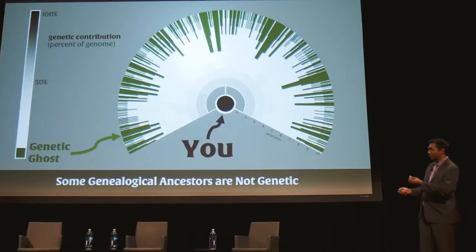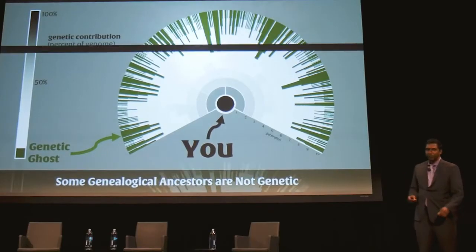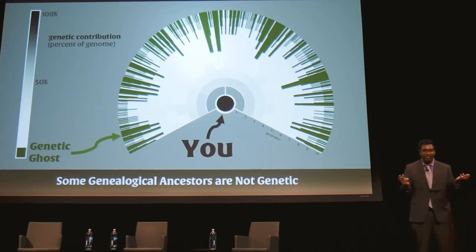If you look at the genetics of your parents, you get 50% of your genes from them, even though they're 100% your genealogical ancestors. Look at your grandparents, you get 25% of your genes from them, even though you're 100% their genealogical descendants. Now, the part that's very non-intuitive is this green that's here. The green are called genetic ghosts. Isn't that a cool name?